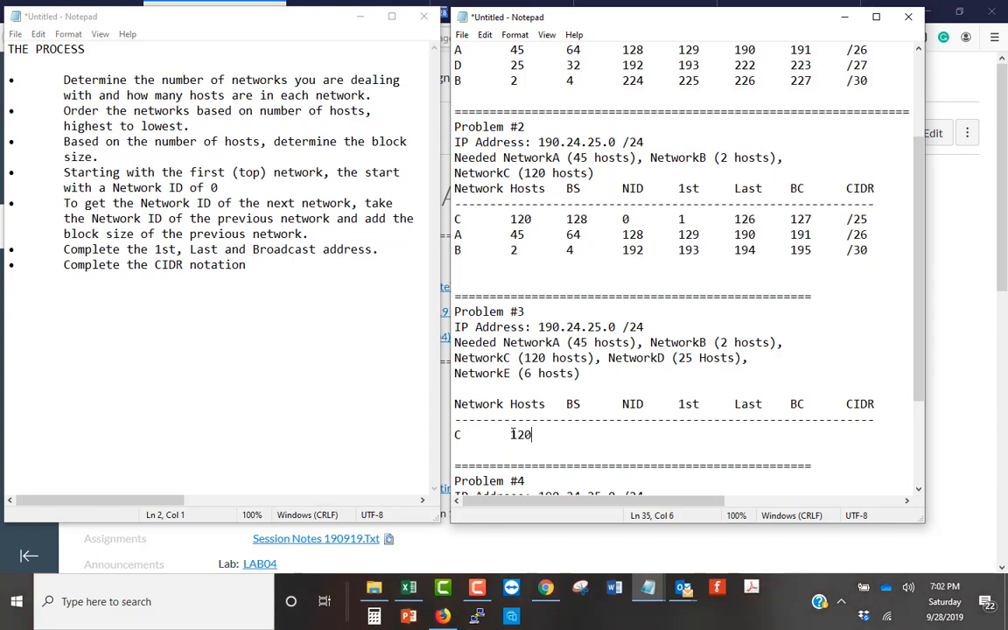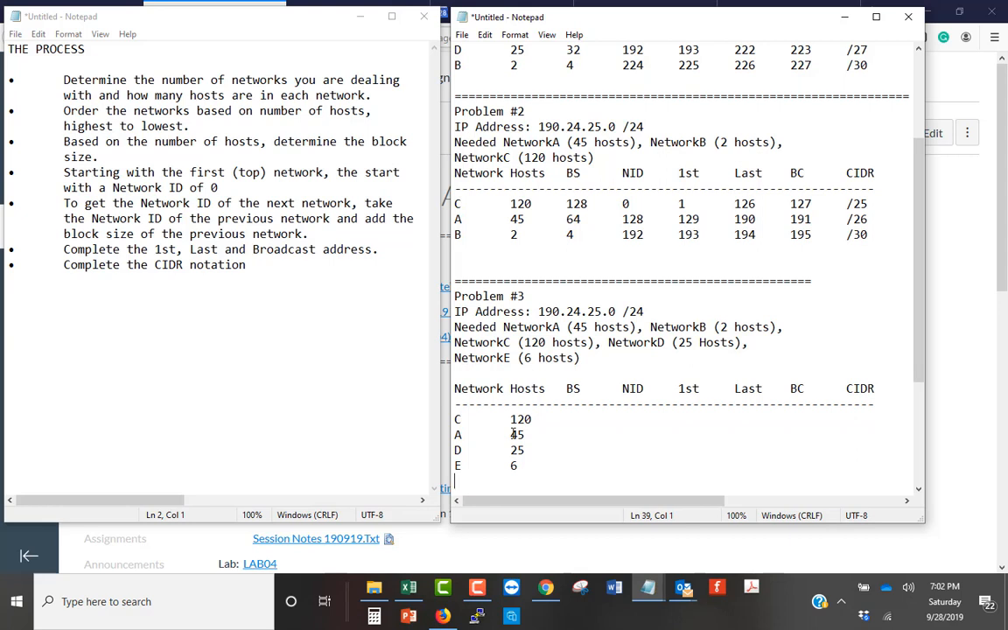Then next largest up is A. That's at 45. Then we've got D at 25. Then we've got E at 6. And then we have B at 2.